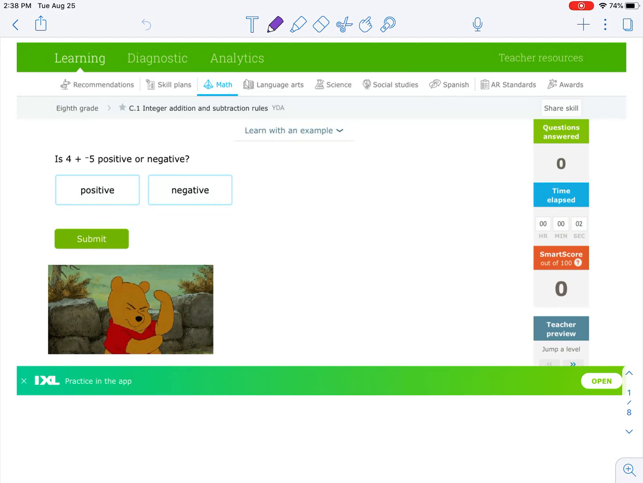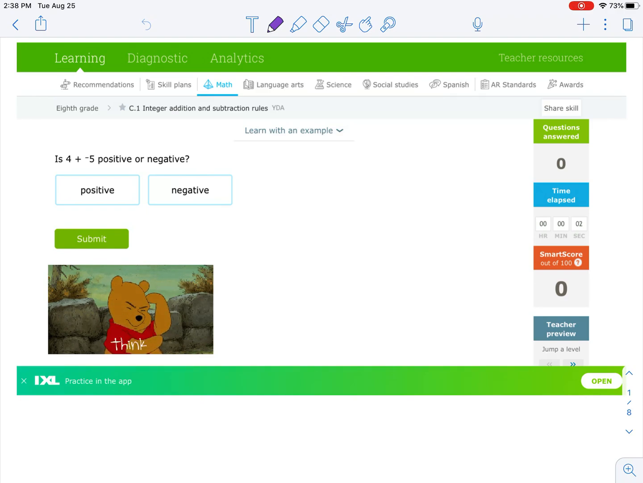This video is to help you with C.1 integer and addition and subtraction rules. So what we want to remember when we're looking at this is our rules for addition and subtraction.